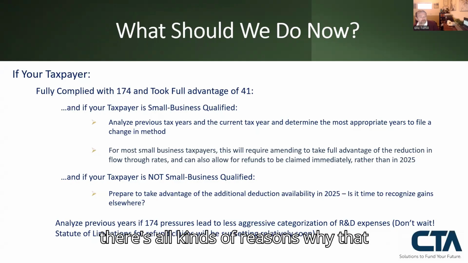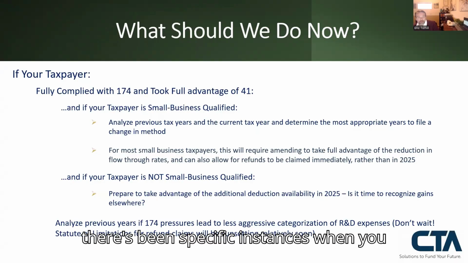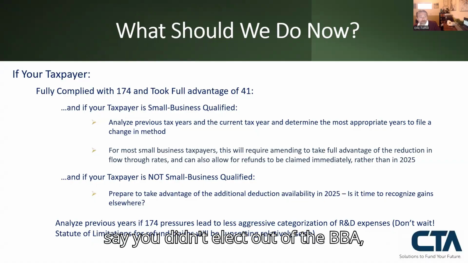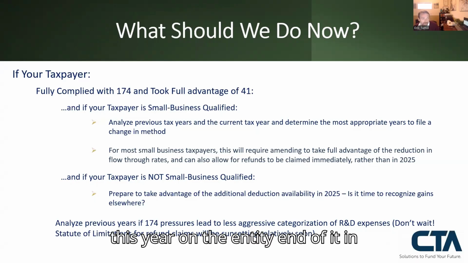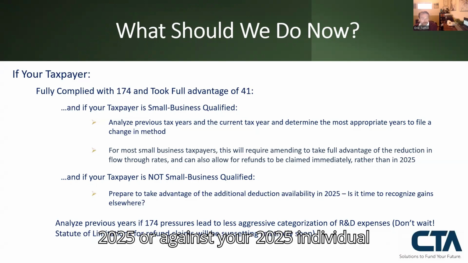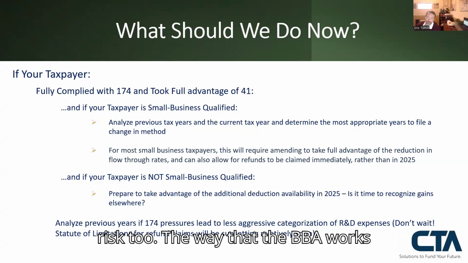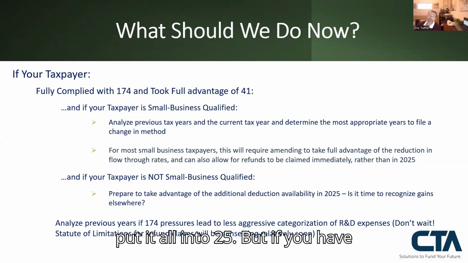But there's all kinds of reasons why that might not be the best thing. There have been specific instances when you think about how the BBA is structured in filing AARs for a partnership. If you didn't elect out of the BBA, you basically have to file amended tax returns before the end of this year on the entity end of it in order for it to be applicable in 2025 or against your 2025 individual returns. And then you also run the risk there. The way that the BBA works is you basically recalculate tax for each one of those years and then you put it all into 25.